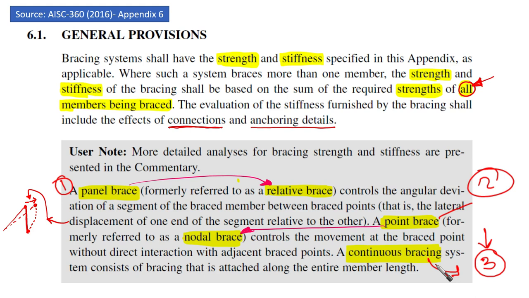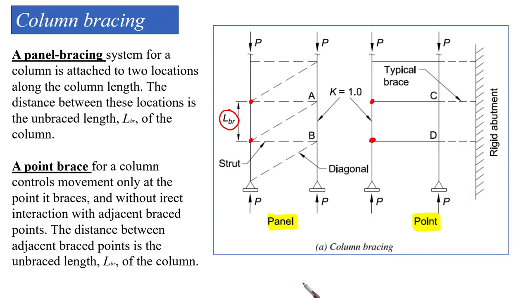A continuous bracing system consists of bracing that is attached along the entire member length. So here we are not going to find anything special for it, because it is attached to the entire member length. Now let's dig deeper into column bracing and see how we are going to understand it in terms of the two different types that we have explained, which are panel bracing and point bracing.